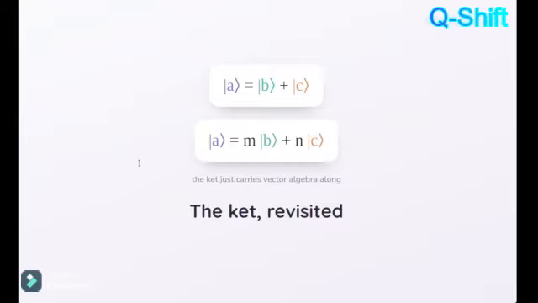Now let's sharpen the notation. Any vector, any state, can be written as a ket, a vertical bar and the name inside an angle bracket. If vector A equals vector B plus vector C, we simply write ket A equals ket B plus ket C, and if A equals M times B plus N times C, then ket A equals M ket B plus N ket C. The notation just carries the vector algebra along.